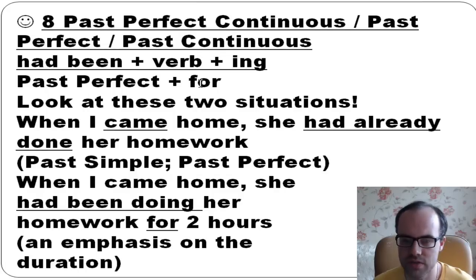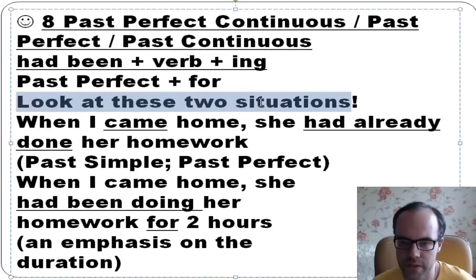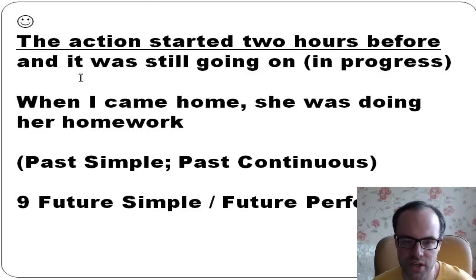So had been plus verb plus ing. What is past perfect continuous? It's past perfect plus for. Look at these two situations. When I came home, she had already done her homework. So it's past simple and past perfect. And let's look at the second situation. When I came home, she had been doing her homework for 2 hours. So there is an emphasis on the duration. It tells us that this action is long. The action started 2 hours before, and it was still going on. It was still in progress.